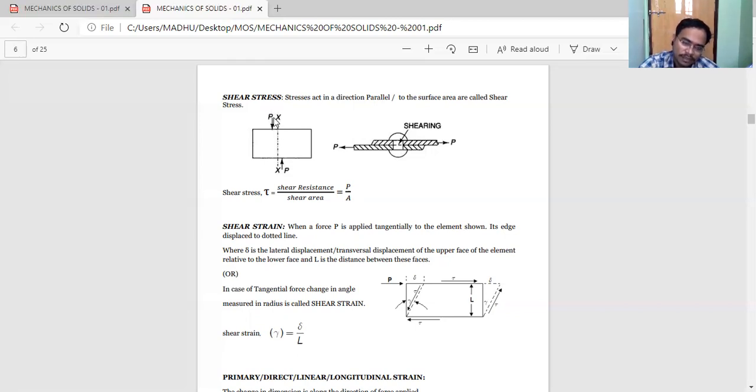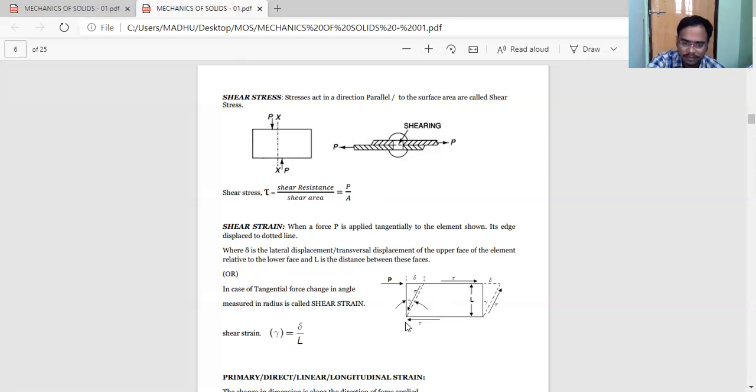This is eccentricity. So when this is there, the member will experience a shear stress, and this shear stress is given by shear resistance by shear area. So P by A. After shearing off, whatever the area is there, that is considered as the shear area. Now, next step after shear stress, shear strain.